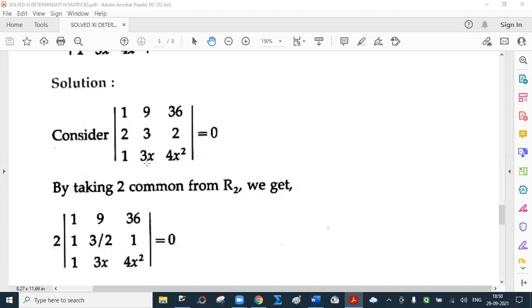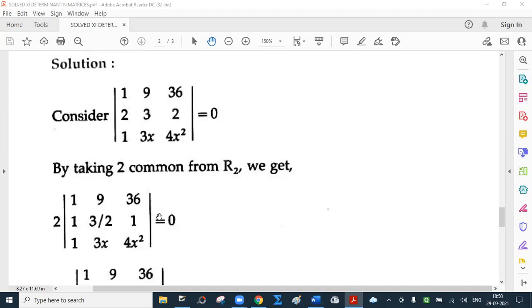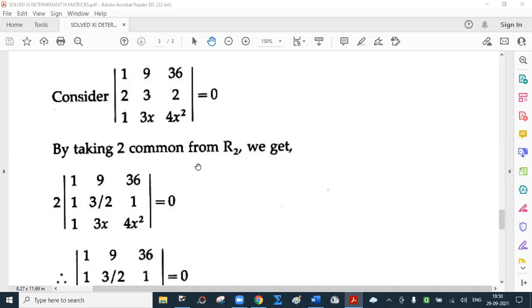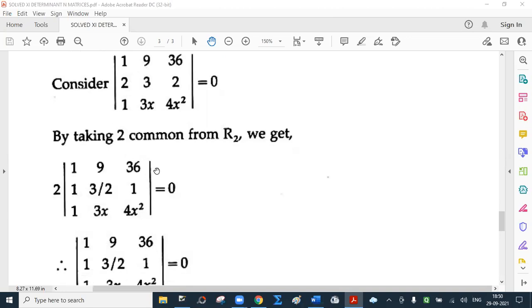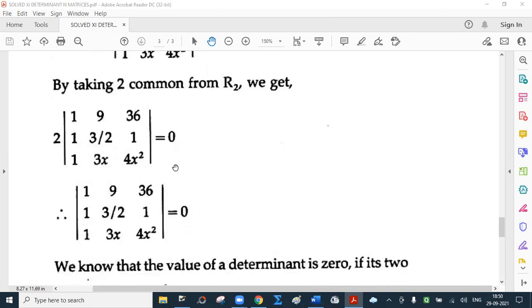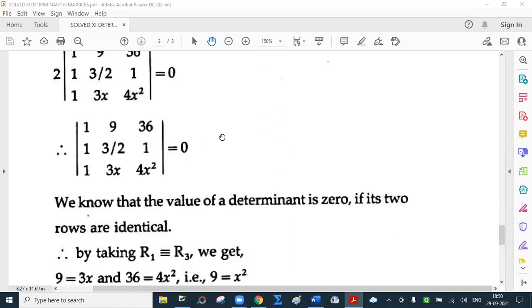Now, what is the reason for that? So that first column becomes 1, 1, 1. I hope this is clear to you. When 2 is taken common, to take common means to divide. Divide each of second row elements by 2. So 1, 3 by 2, 1. Now, value of the determinant is 0.